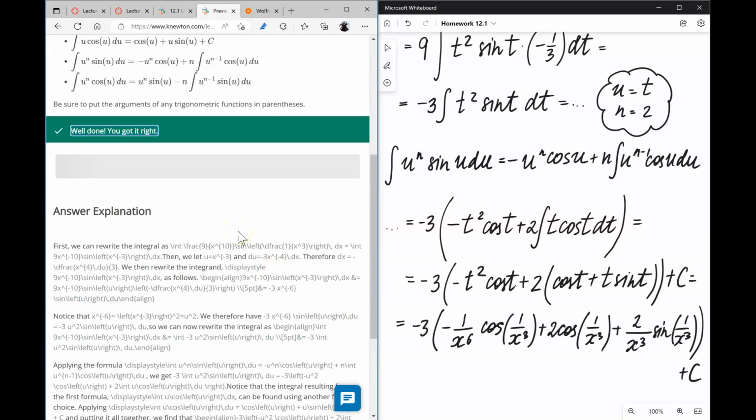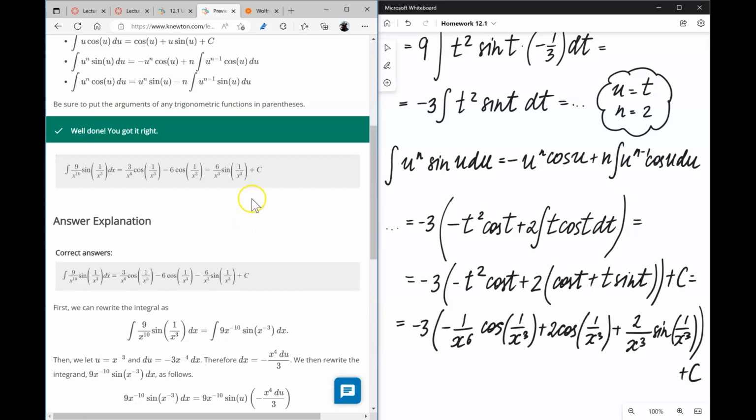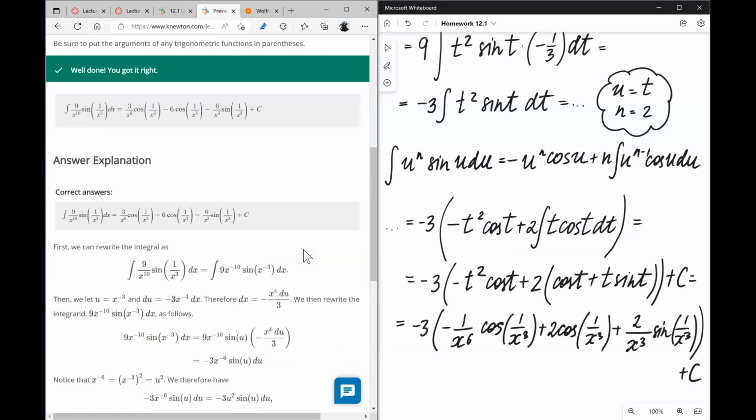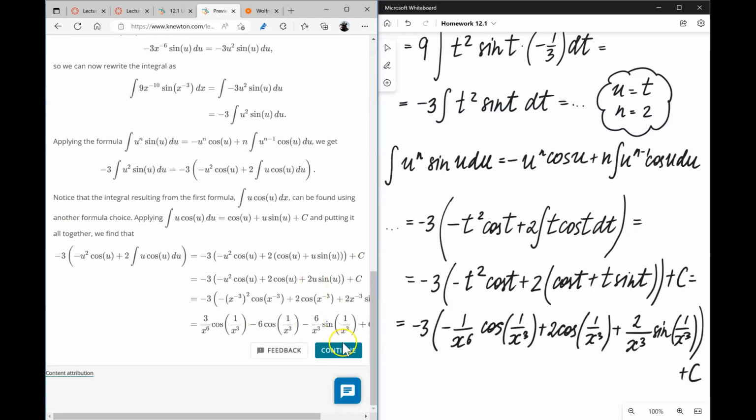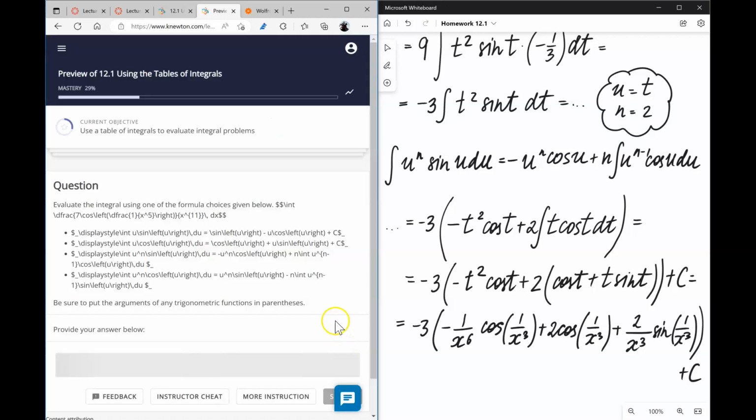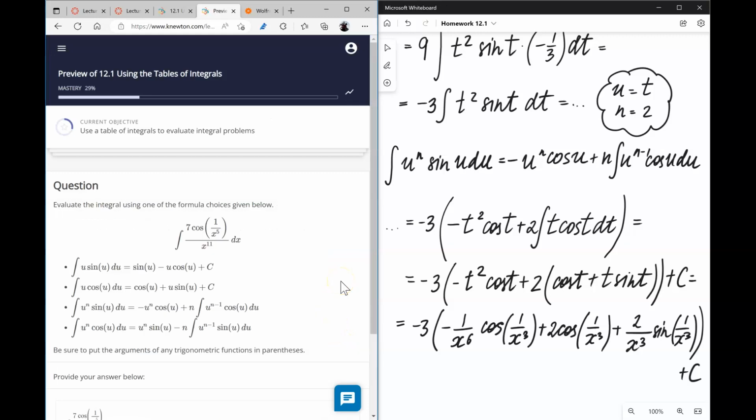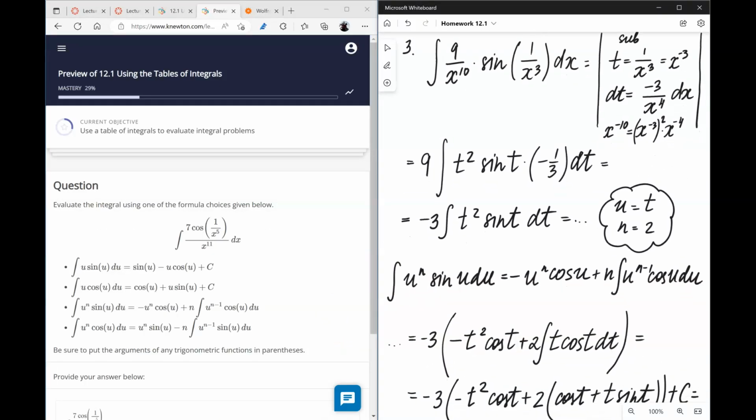So the fact that you have a table of integrals available to you doesn't make the problem easy. It makes it doable, maybe more straightforward, but certainly not easy. All right, so let's move on.